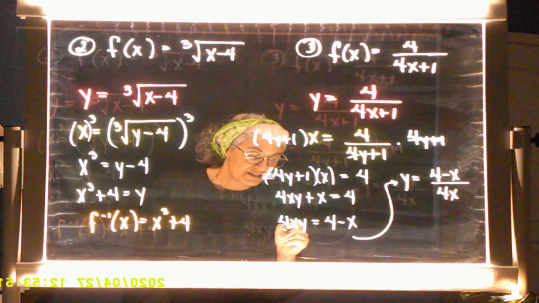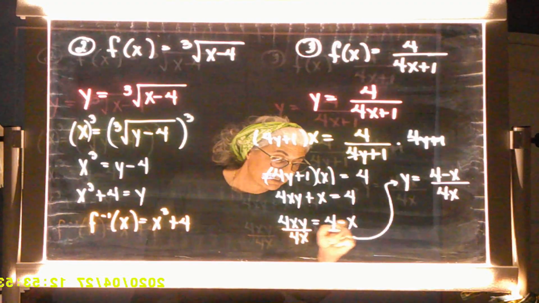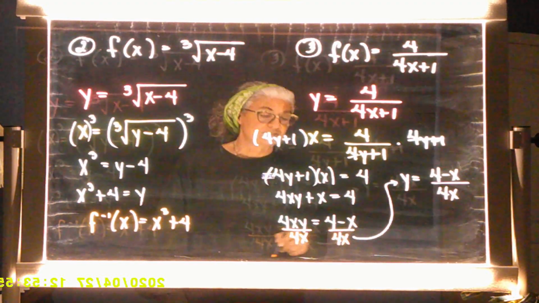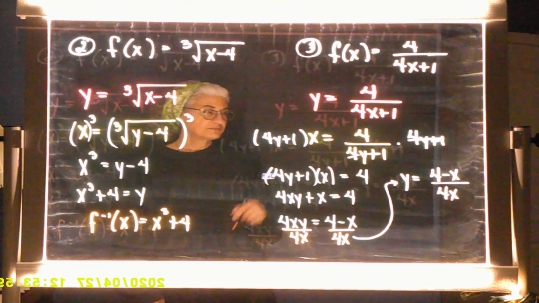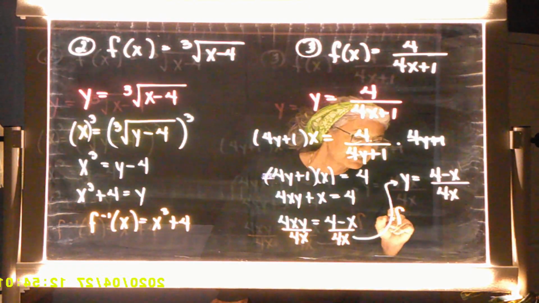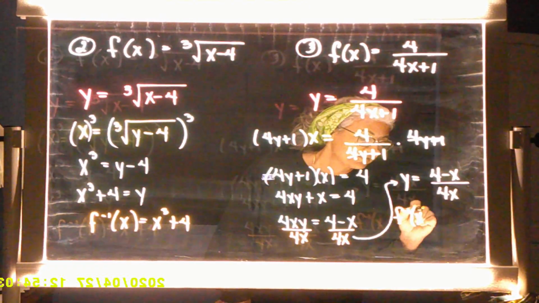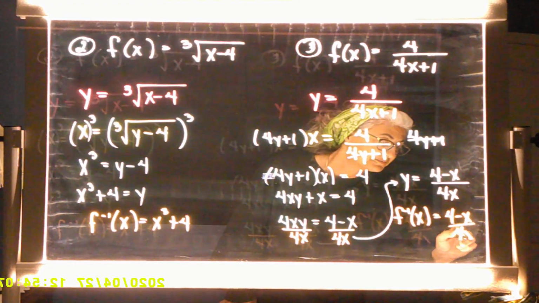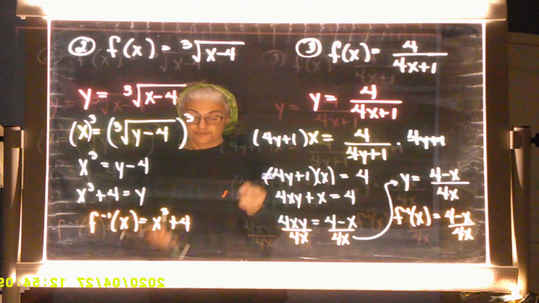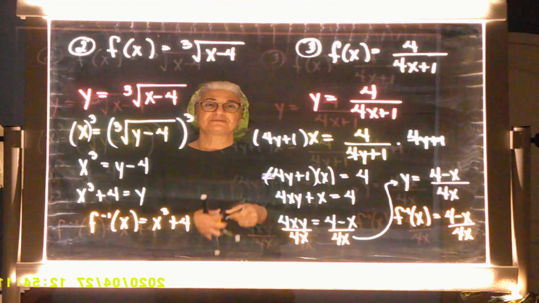Remember, we divided in this case both sides by 4x. So those of you who need to write that little step, make sure you write it for yourselves. Cool? Okay. Last but not least, get rid of the y, put the inverse notation in, and here is the inverse of the original problem. Cool?